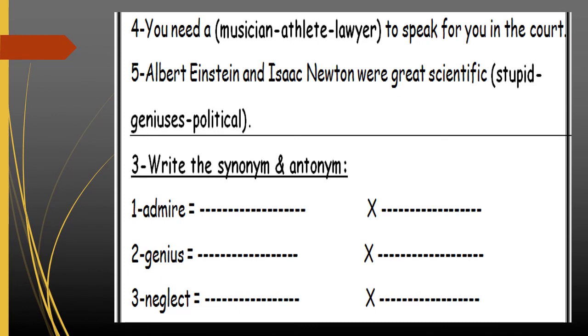Let's continue. Number 4. You need a musician or athlete or lawyer to speak for you in the court. Excellent. You need a lawyer to speak for you in the court. 5. Albert Einstein and Isaac Newton were great scientific, stupid, geniuses, political. Excellent. Geniuses. Albert Einstein and Isaac Newton were great scientific geniuses.